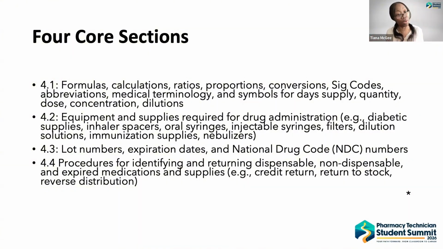4.2 is all about equipment, the supplies that are required for drug administration. This will be your diabetes supplies, your inhalers, your spacers, injectable syringes, filters, dilutions, solutions, and immunization supplies and nebulizers. Okay, heavy stuff, right? 4.3 is all about lot numbers, expiration dates, and the NDC numbers, National Drug Code.